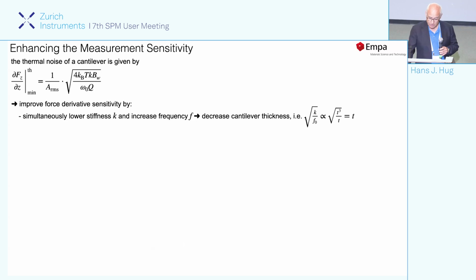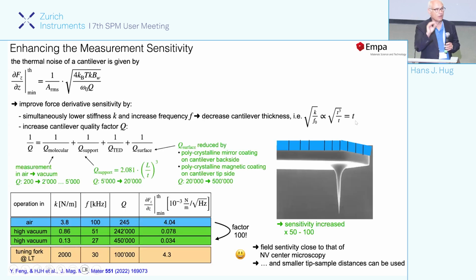Now, talking about the noise, there is this very well-known equation of the thermal noise, and what we need here is a low stiffness and a high resonance frequency. Now, you may think that it doesn't matter, right? If you go to a stiffer cantilever, both the stiffness and the resonance frequency go up. That's true, but they don't go up in the same way. Actually, the stiffness increases much more than the resonance frequency. And if you look at the equations, you basically find that it is good to use a long and thin cantilever.